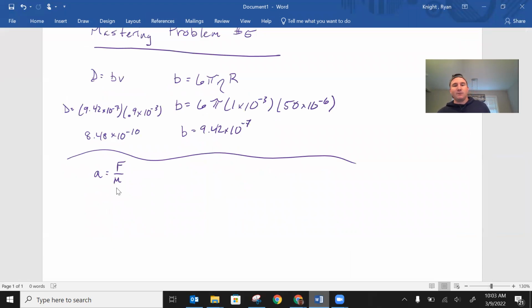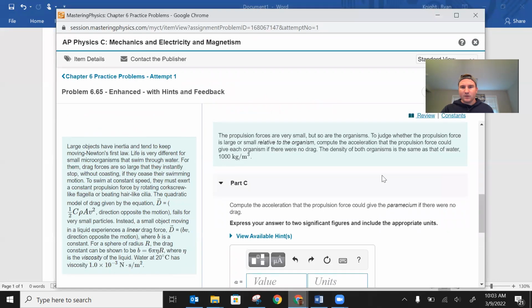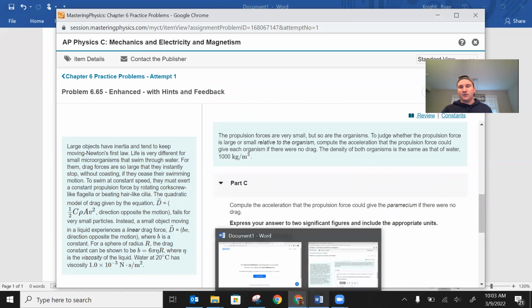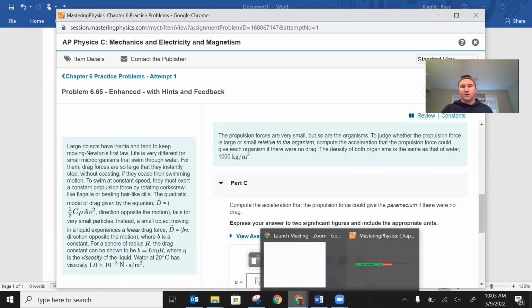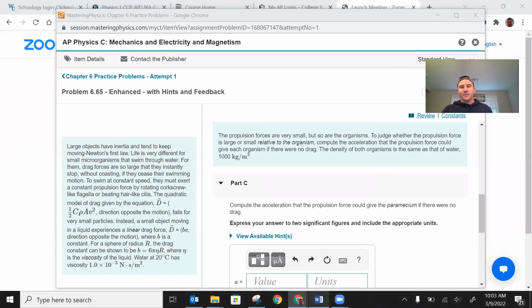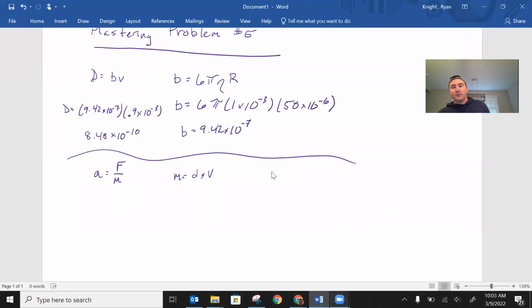What they give us is a density. So mass is density times volume. So I'm looking for the volume of the paramecium because it says they both have a density of about 1,000, or did it just say the paramecium? Both organisms is about 1,000 kilograms per meter cubed. So we have the density. All we have to do is multiply the density by the volume. So I'm trying to find the volume, which I believe is 4/3 pi r cubed.